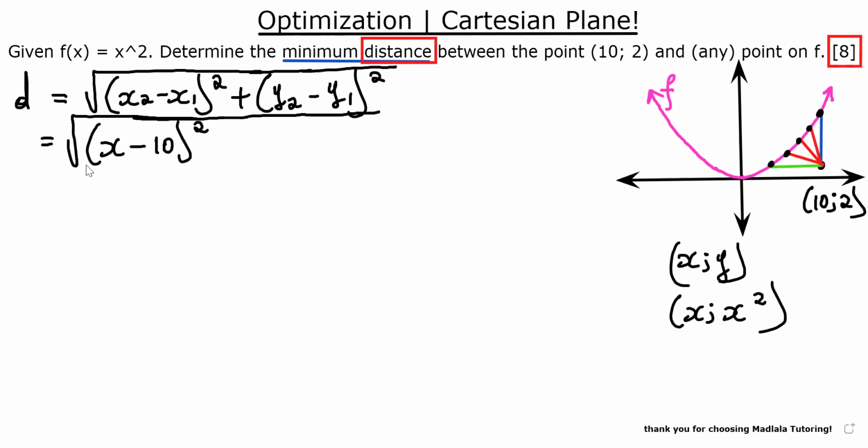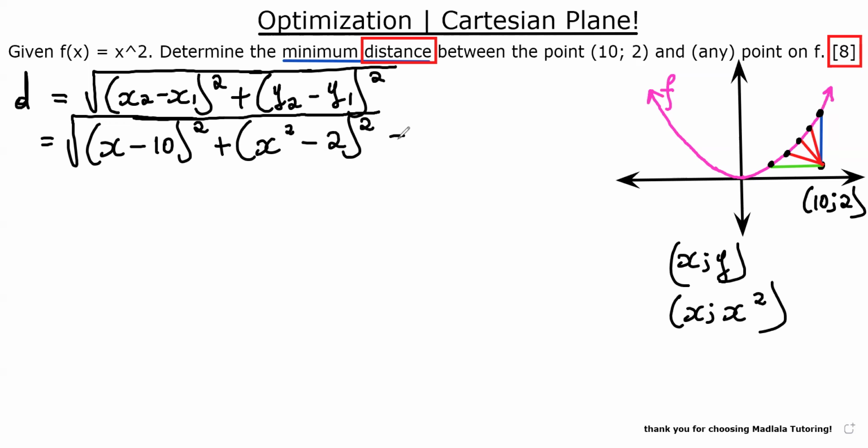And by the way, the order is not important. You could have chosen to say 10 minus x. That's fine. Then our y2 is any point on the function. So it's going to be x squared, as we said. And y1, well, it's just going to be 2. And then we simply square this.